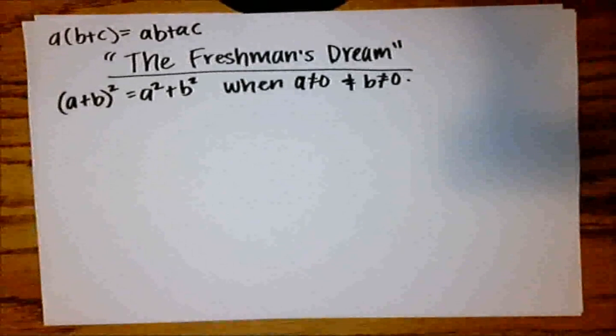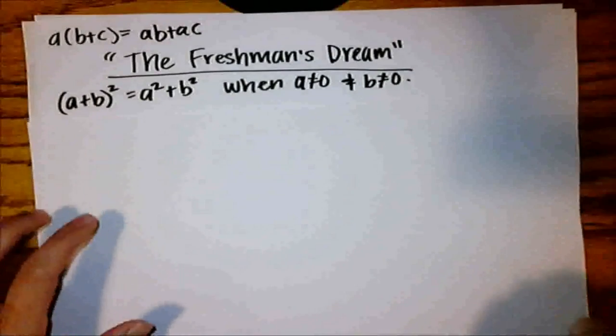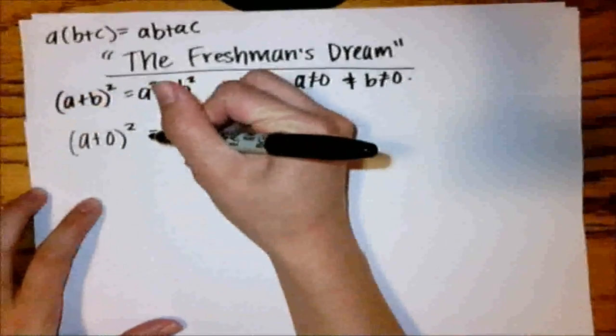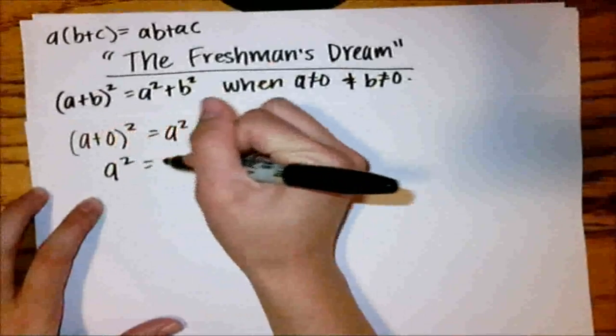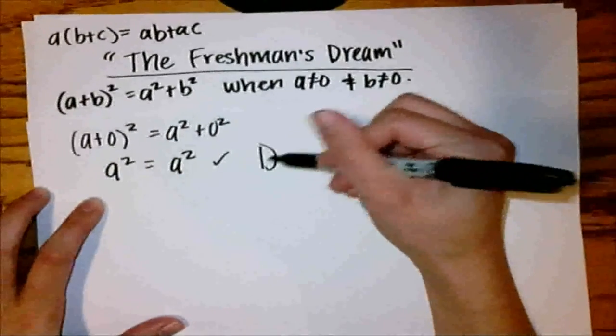Now, the a does not equal 0 and b does not equal 0 part is important because this equation will work when either a or b equals 0. That's because (a plus 0) squared equals a squared plus 0 squared. But that's boring and really quite obvious, so we restrict a and b and don't let either of them equal 0.